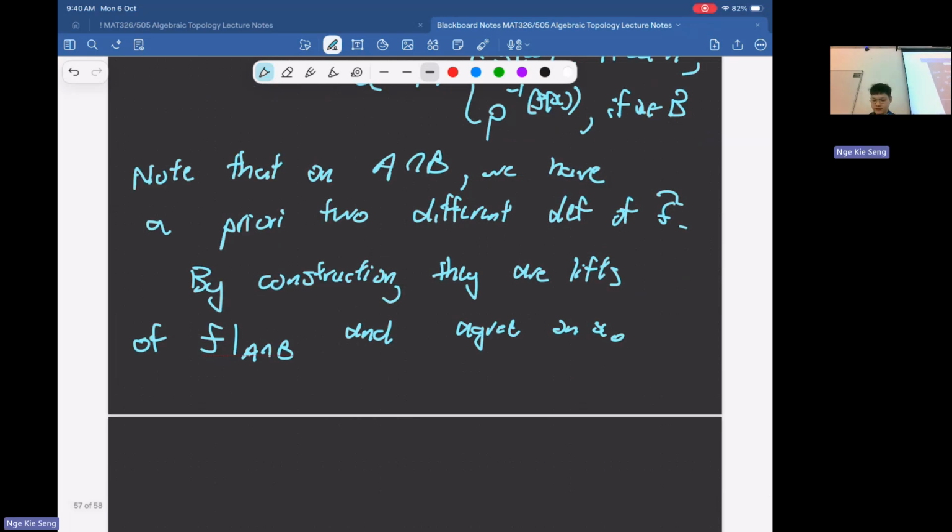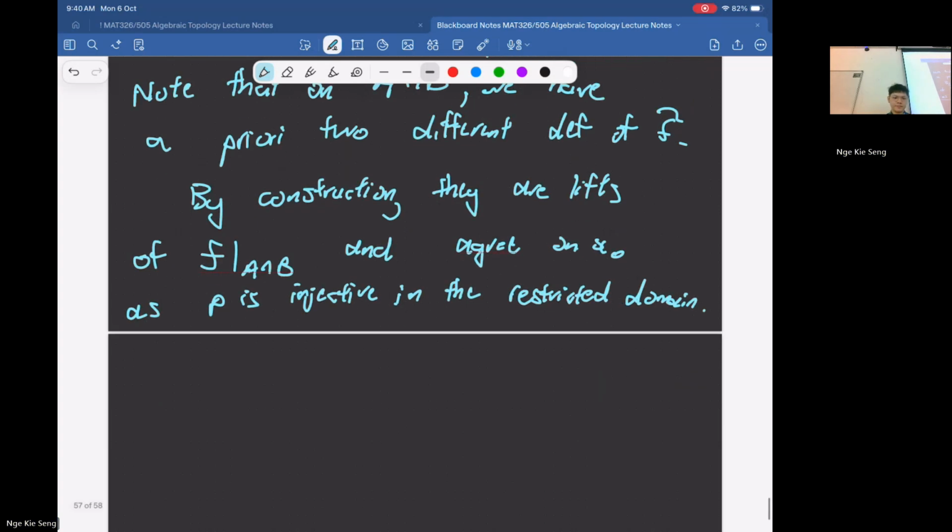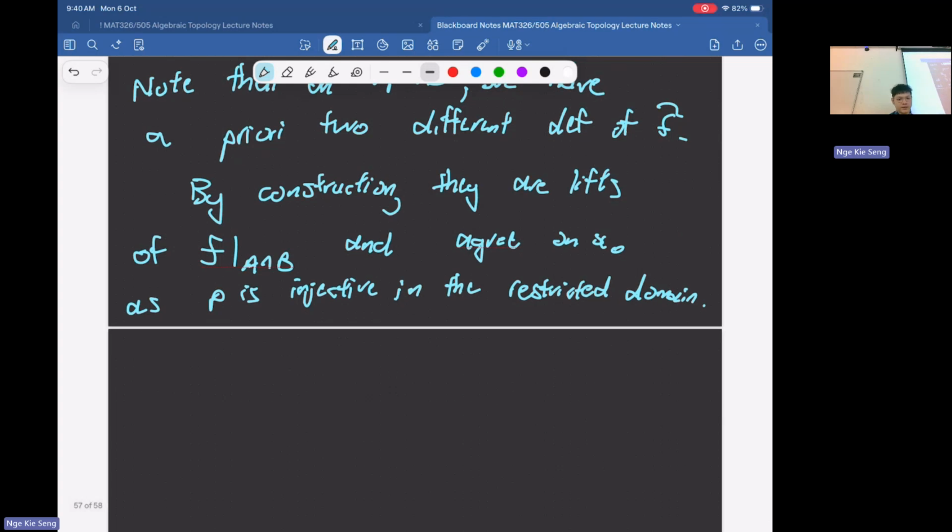Because P is injective here. Yes. Here it is injective in the restricted domain. Because the whole P, the projection map, cannot be injective, but only on the restricted domain.